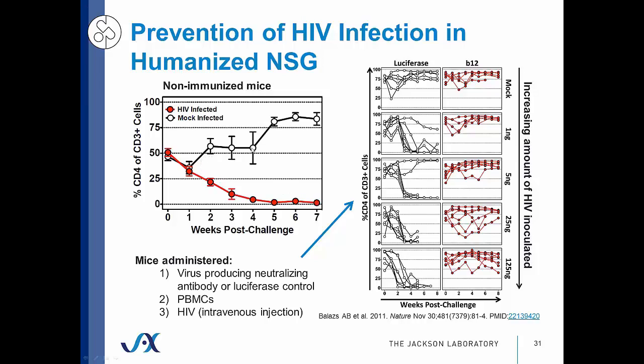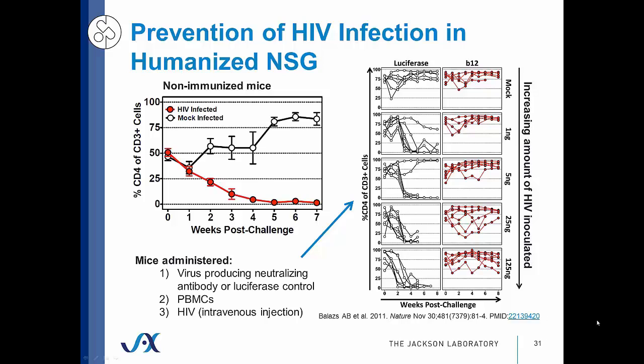And then when they infected these mice with HIV, you can see that even in the presence of increasing amounts of HIV, the mice expressing the neutralizing antibody against HIV were protected from the CD4 positive T cell loss, as compared to the luciferase control, where you do see the loss of these populations. So together, this data nicely demonstrates that these mice can be used for developing new prophylactic treatments.